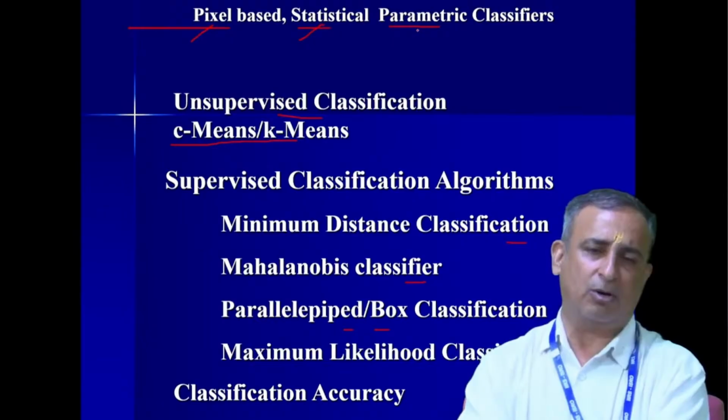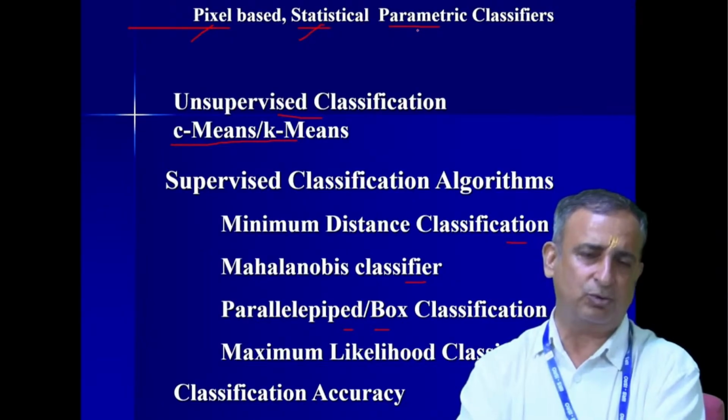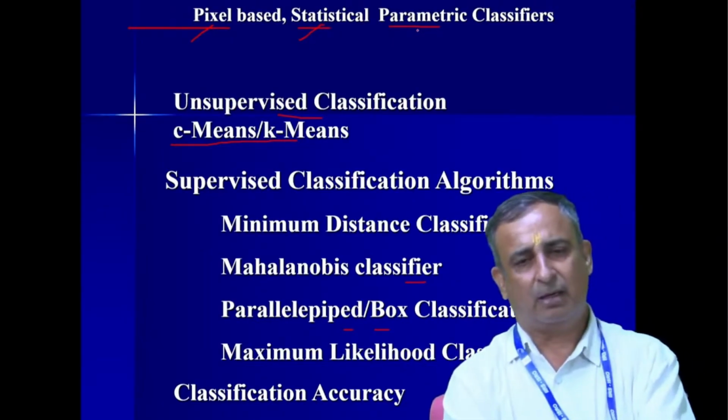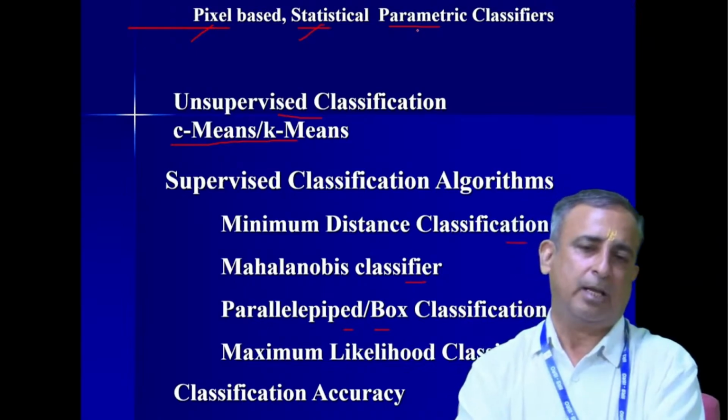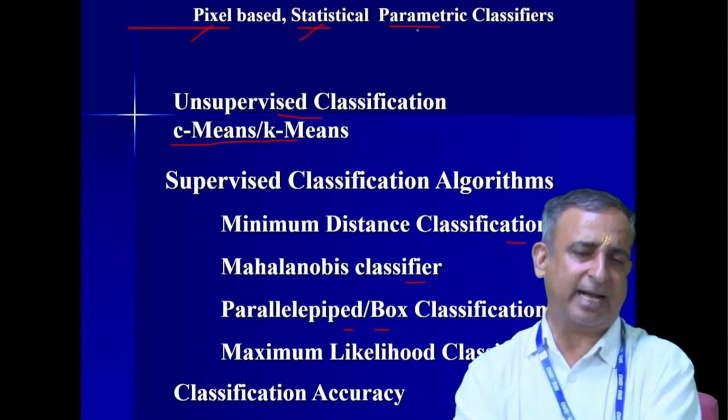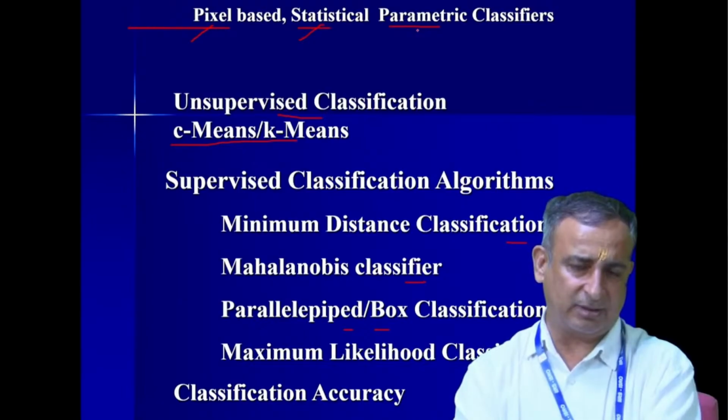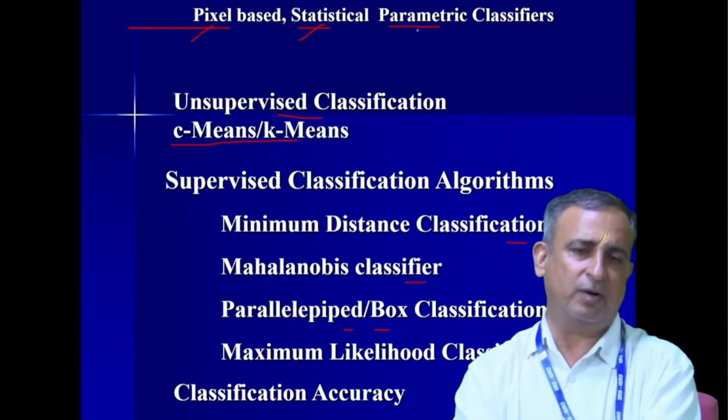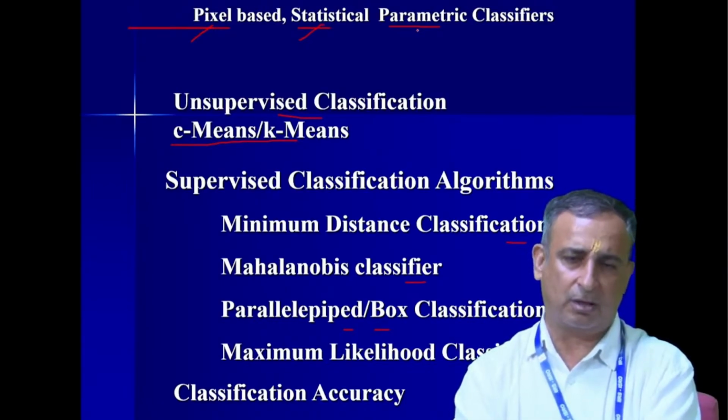Tomorrow, I will talk about the classification accuracy. That means using these algorithms, we have generated the thematic map, and the question is, what is the accuracy of this thematic map? For that, we have to apply a classification accuracy method, and the method developed is called the error matrix or confusion matrix. So tomorrow we will learn about the confusion or error matrix.